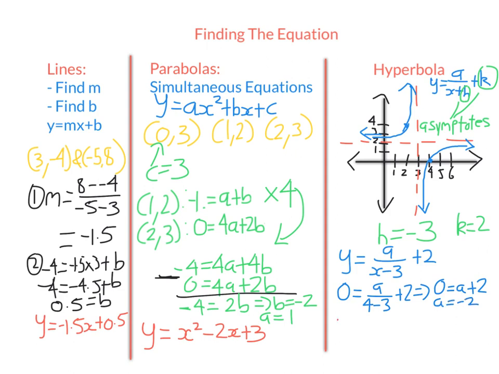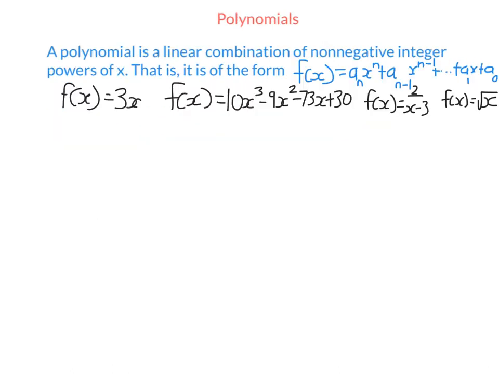So therefore, the equation of this hyperbola is y equals a over x plus h plus k. And then we're done. So the final thing we need to look at is polynomials. A polynomial is a linear combination of non-negative integer powers of x. What that means is it's an expression of the form something plus something times x plus something times x squared plus something times x cubed plus something times x to the power of 4 and so on. So here the powers of x can only be positive integers. Otherwise it's not a polynomial.